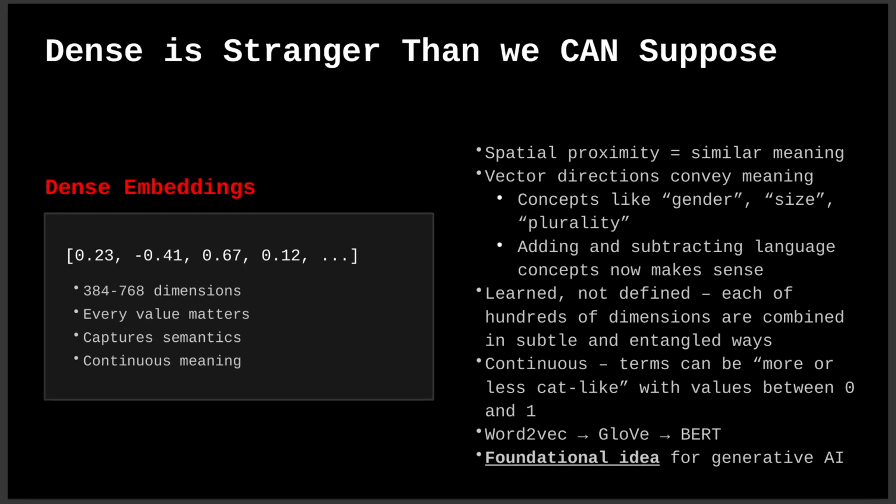And dense representations aren't just stranger than you suppose, they're stranger than you can suppose. They may have 384, maybe 768, maybe 1024 dimensions to them. Every dimension is going to have a different value, and that's why it's called dense. Every value in the vector is considered to have a significant value. You can't just erase one of those dimensions. You would lose a lot of semantic importance.